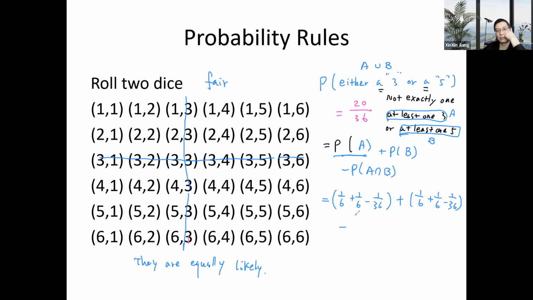And then the probability of A intersect B is at least one 3 and at least one 5. We have 4 of them. And it's an and. Hold on a second. That's not good. At least one 3, at least one 5, only 2 of them. So you have 2 of them.